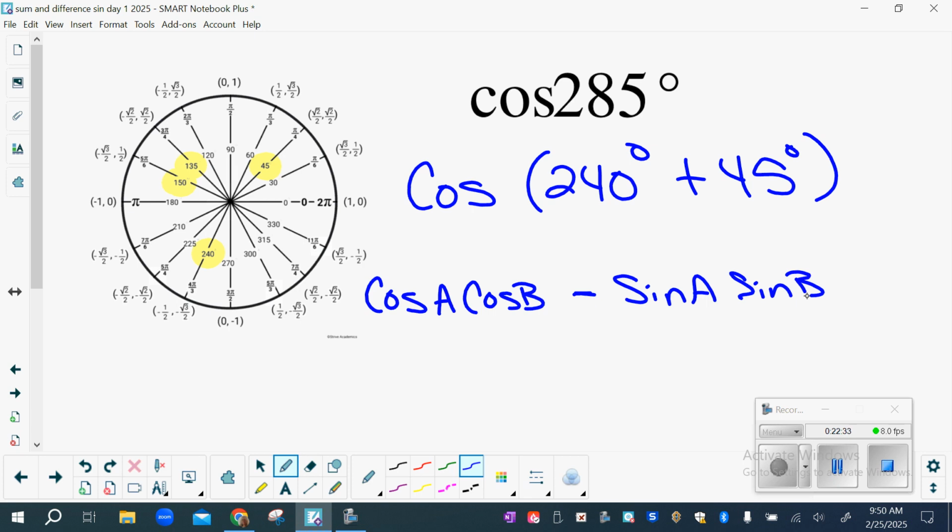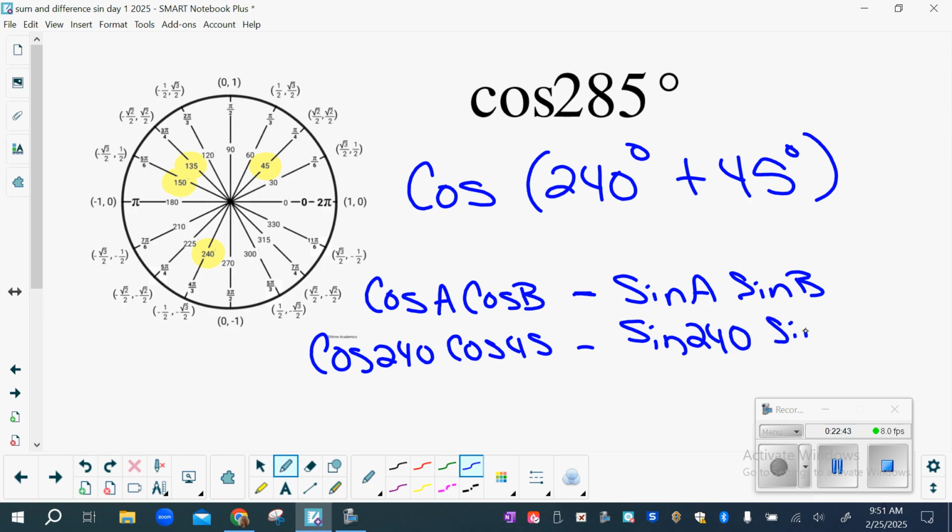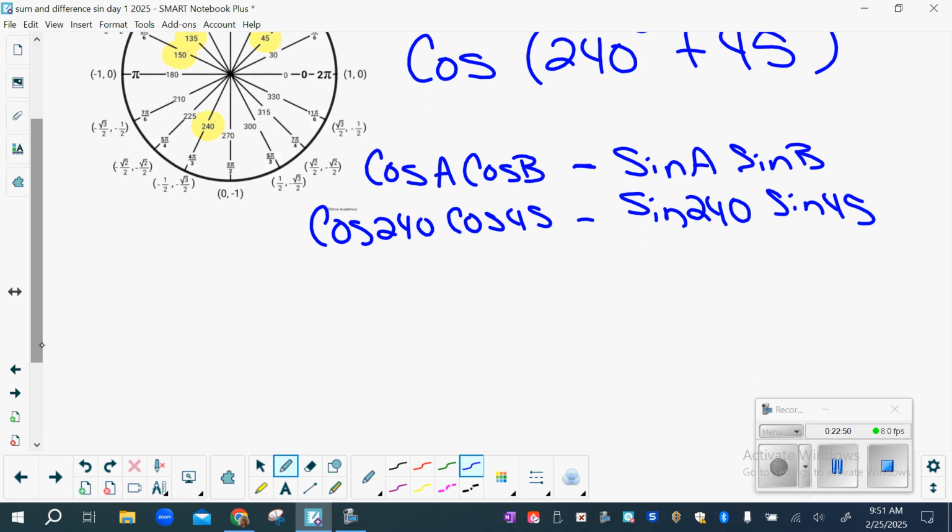I'm going to say cosine 240, cosine 45, minus sine 240, sine 45. Now I just pick them off. I literally pick them off. And you know what? I already know these ones. Root 2 over 2. Root 2 over 2. Those ones are easy. 240. I don't know 240. Here I go.